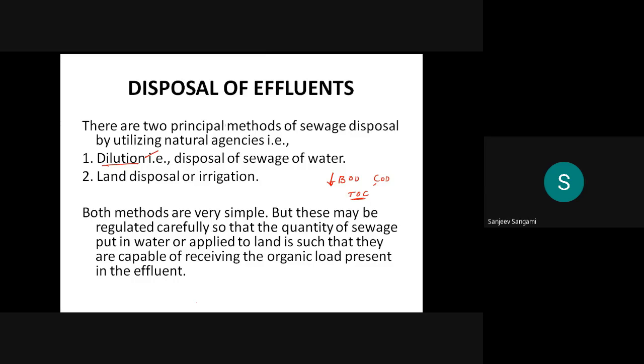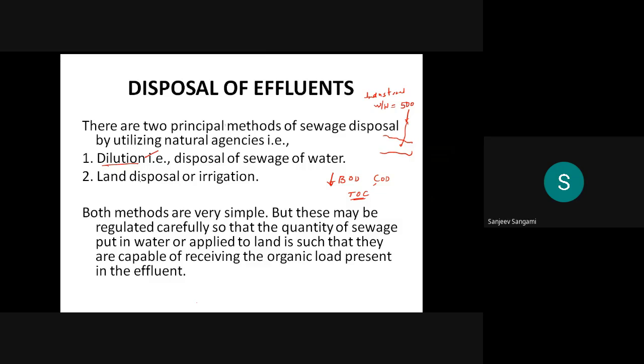If you dilute any wastewater, assume that the BOD of the industrial wastewater is initially around 500. Suppose you discharge it to a surface water body, then if you measure at this point, ultimately you'll definitely get a very low value, because it is going to be diluted with a lot of water that is present in the rivers. So that is one case.